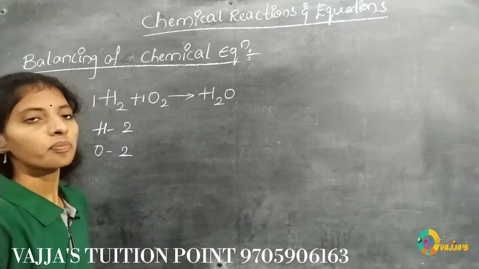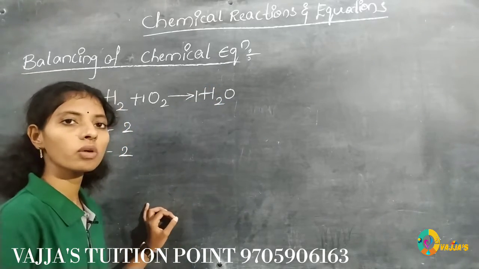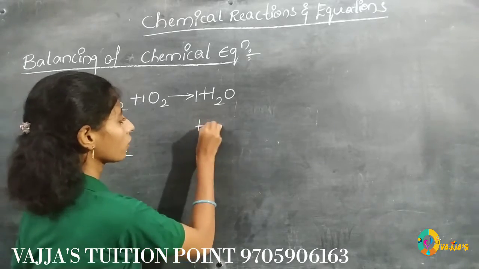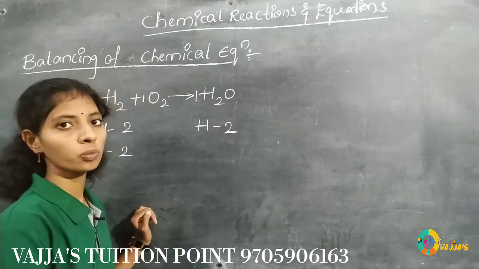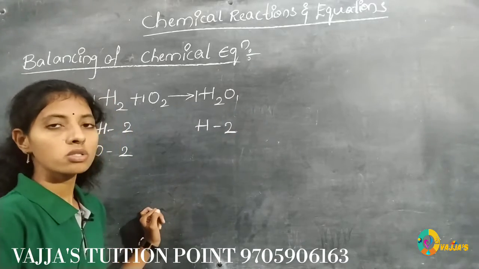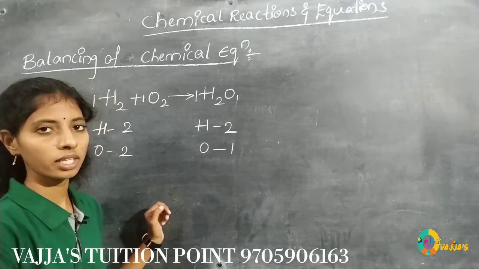Come to the product side. Here also the number indicates 1. Here also we have only one molecule of H2O. So this indicates hydrogen atoms are 2. Here there is no number subscripted to the oxygen, so that indicates 1. So oxygen atoms are 1 here.